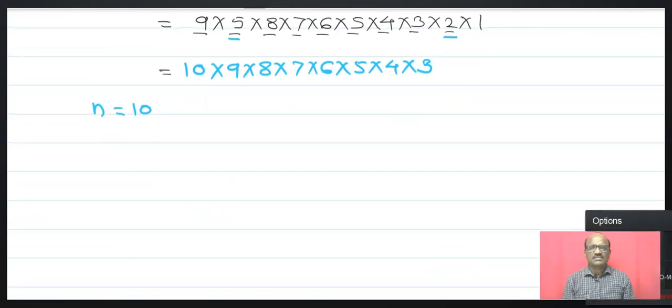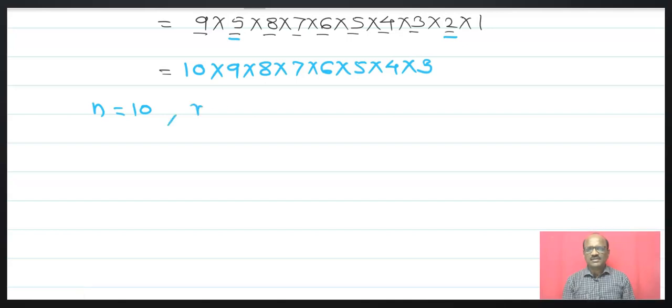Now see this here. It can be written as 10 into 9 into 8 into 7 into 6 into 5 into 4 into 3. Therefore, you will get n is equal to 10 and r is equal to 8.